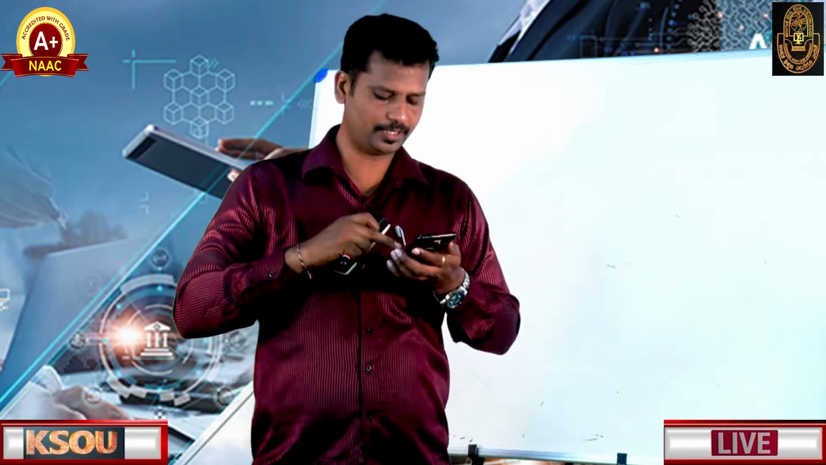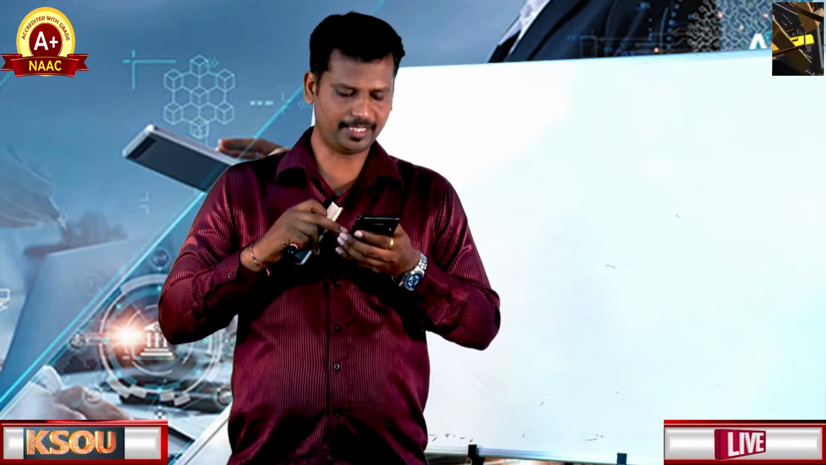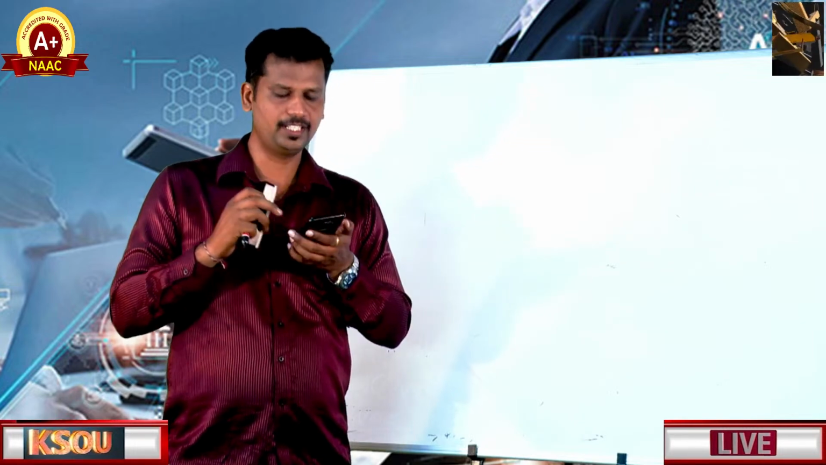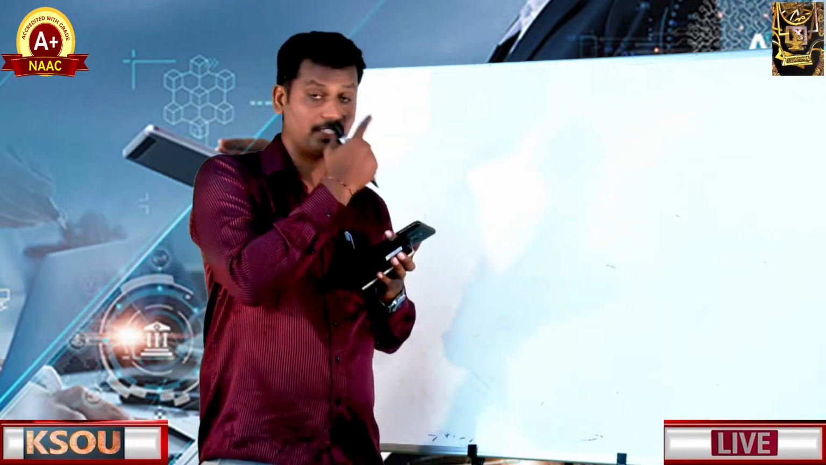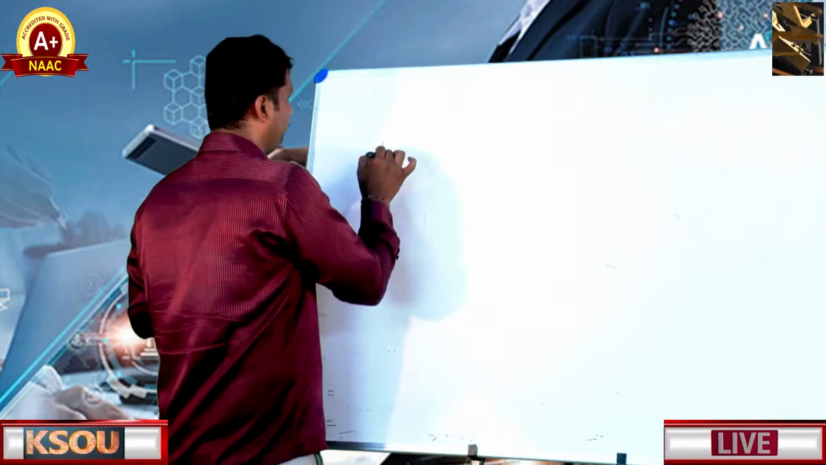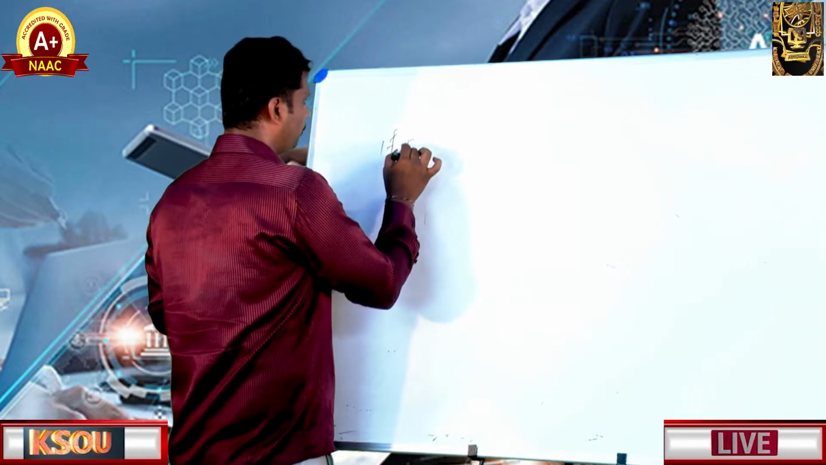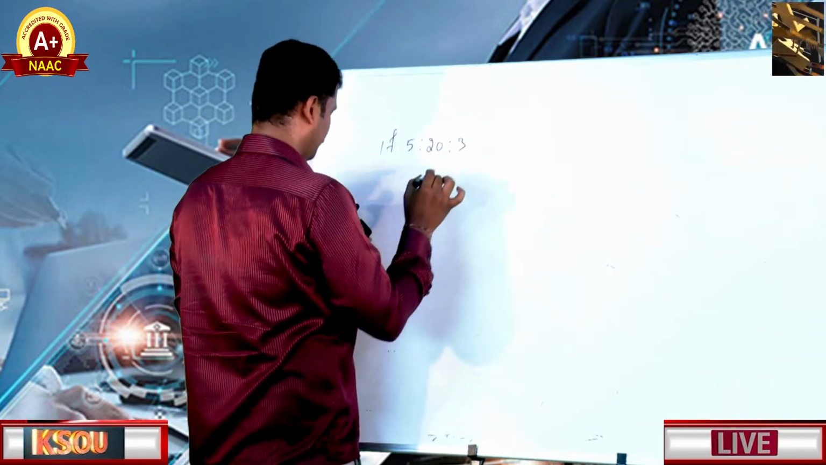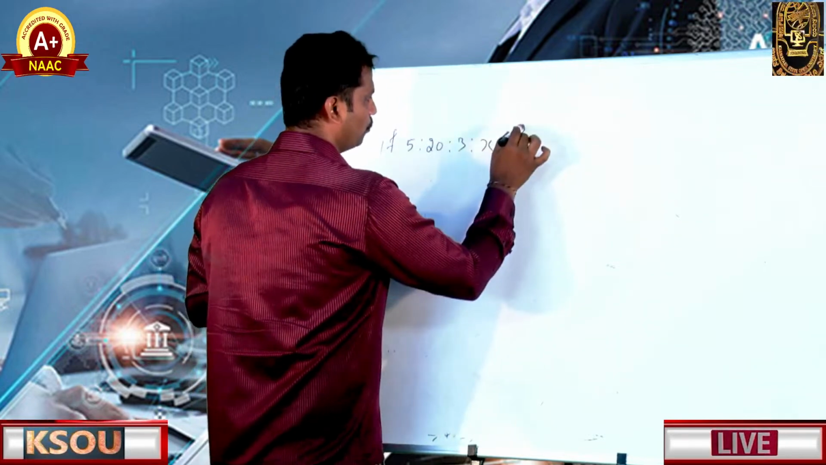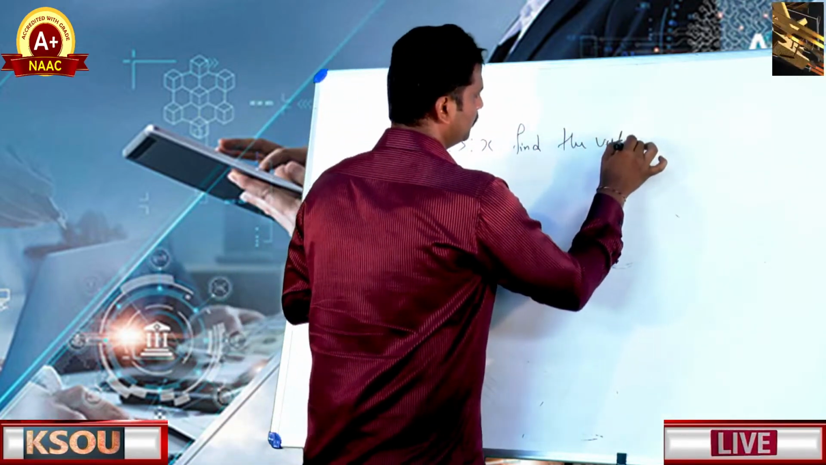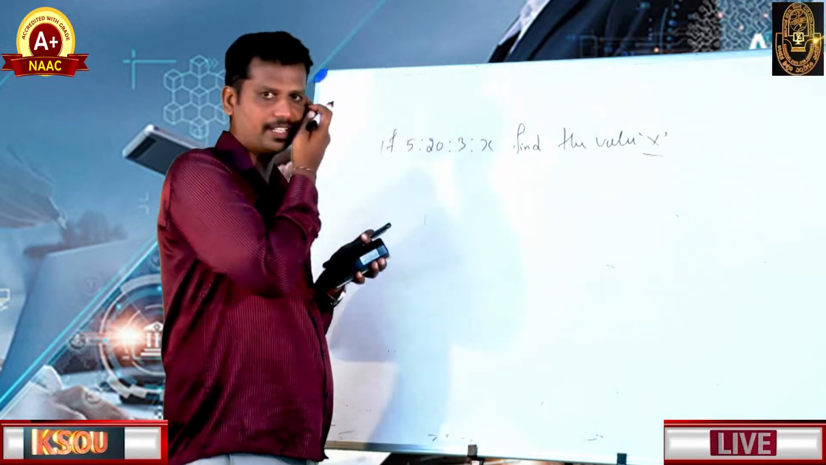So now we solve the problems in your study materials. In the study materials, it is very clearly explained what the ratio is and what the proportions are. They also give the formula. Now we are working out problems using the formula. In your study materials, the first question: if 5 is to 20 is to 3 is to x, find the value of x.